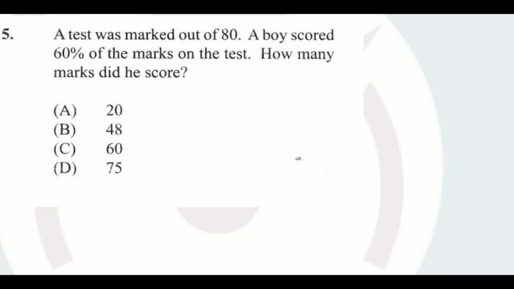A test was marked out of 80, and a boy scored 60% of the marks on the test. How many marks did he score? Now this question is asking you for the equivalent fraction. What is equivalent to 60%? So 60 over 100 is equivalent to what out of 80? Let's call it x. Now we can reduce 60 over 100 to 3 over 5 using 20. 20 into 60 goes 3 times, and 20 into 100 goes 5 times.